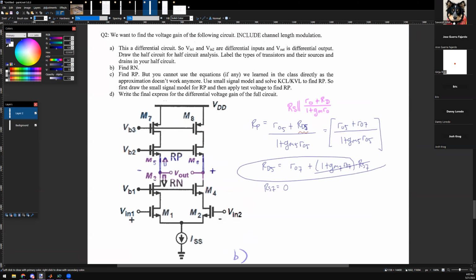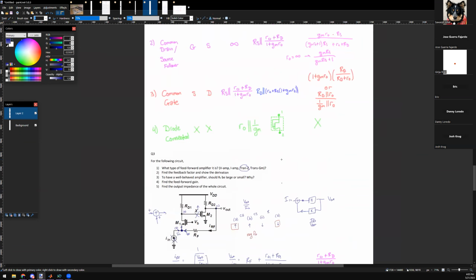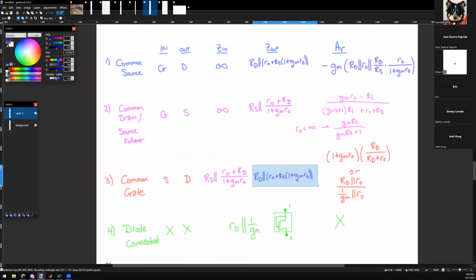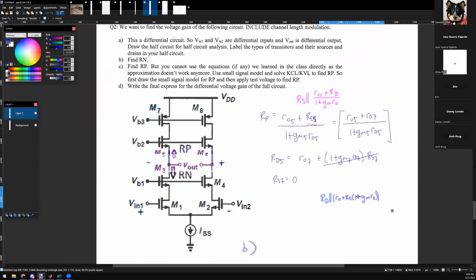Or sorry, maybe I should not have. I wrote this from memory. Sorry. Let me prove it to you. Oh, that's from the common gate. Okay, not the common gate.